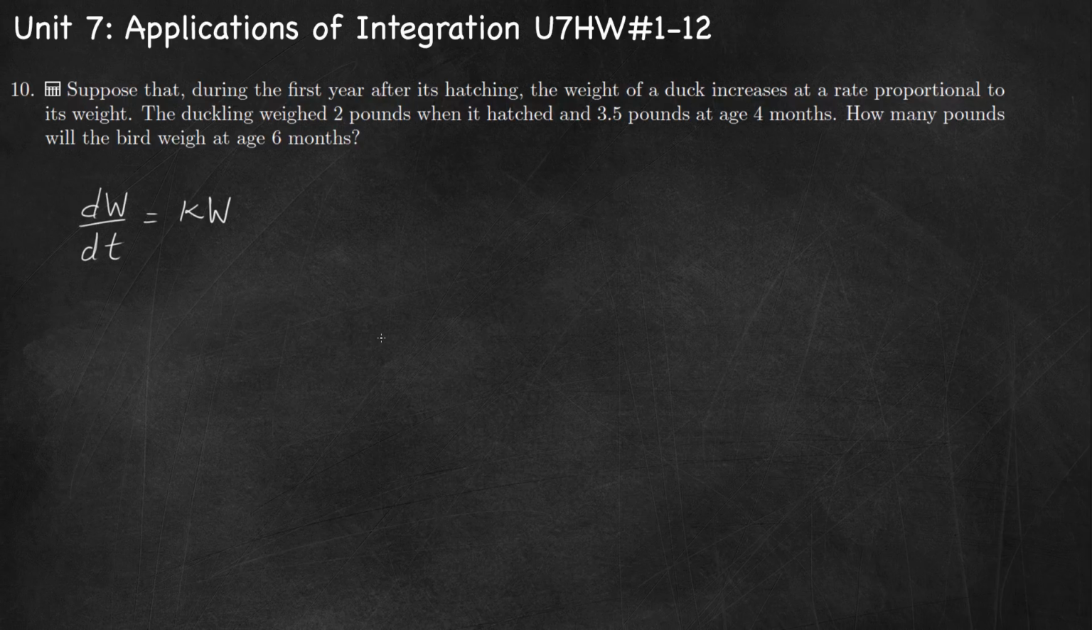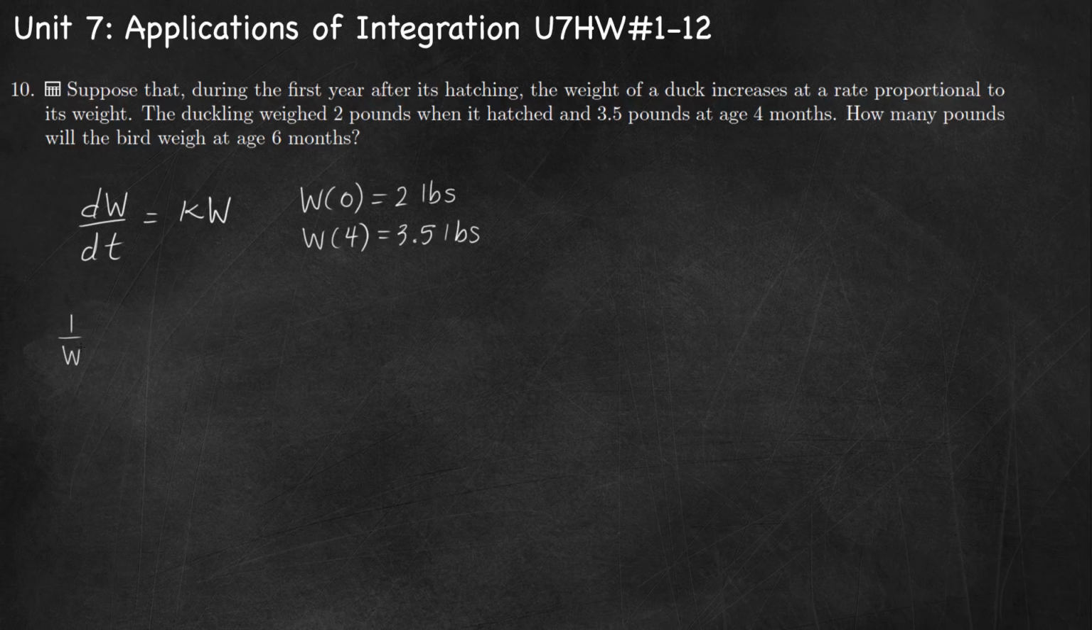We also know that the duckling weighed 2 pounds when it hatched, so that'll be at time 0. So when t is 0, we have the weight is 2 pounds. So w of 0 equals 2 pounds. And then it's 3.5 pounds at age 4 months. So w of 4 equals 3.5 pounds. So we can use this information to solve for c and solve for k. We're going to separate our variables, so we divide both sides by w.